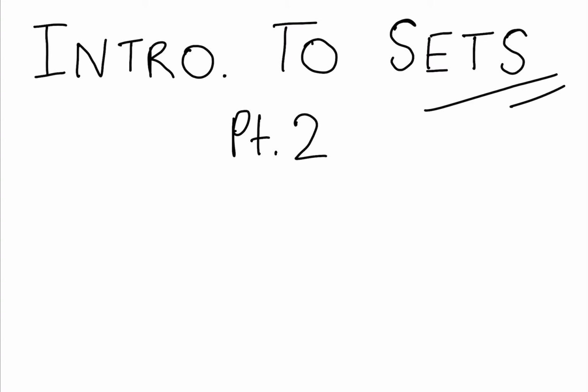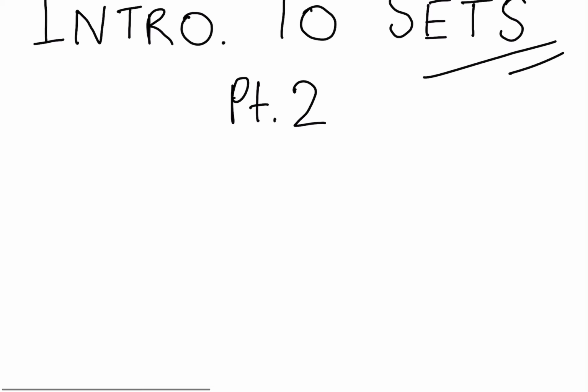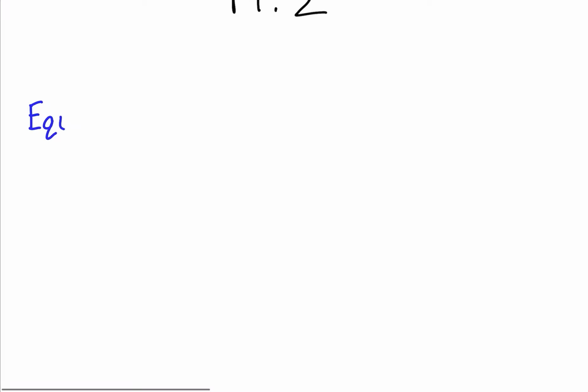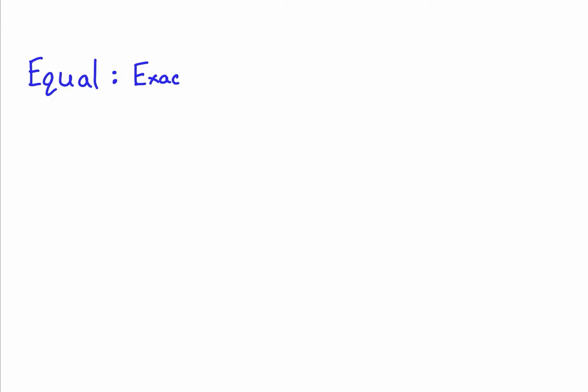Now that we know the basic terminology associated with sets, let's take a look at the types of sets. We'll start with equal sets. Two sets are equal if they have the exact same elements in them. Now, to show this, let's take two Venn diagrams to show sets A and B right here.